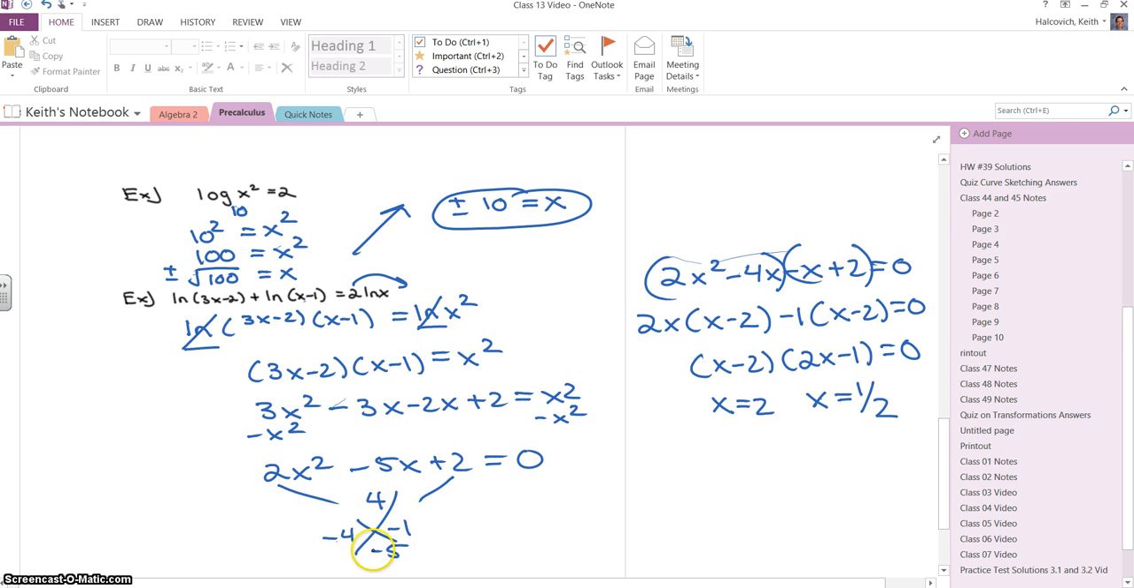Now look, when you put these back in, 2 will make it positive, positive, positive. 1/2 will not: 3/2 minus 2 does not give you a positive number. So therefore 1/2 does not work when you put it back in. So 2 is the final answer.